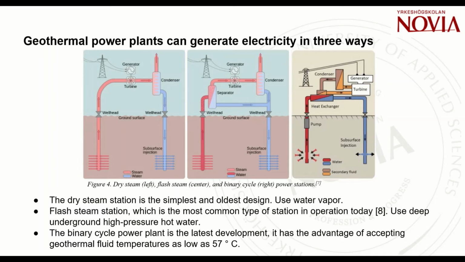On the right is the binary cycle power plant, which is the latest development. The fluid used in this method may be a geothermal fluid as low as 57 degrees. Geothermal hot water flows through the auxiliary fluid, which has much lower boiling point than water, causing the auxiliary fluid to flash and then drive the turbine to work. This sounds great, but the application of this method is not very wide.